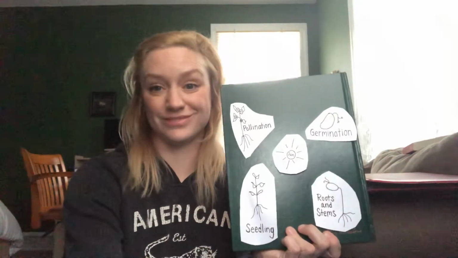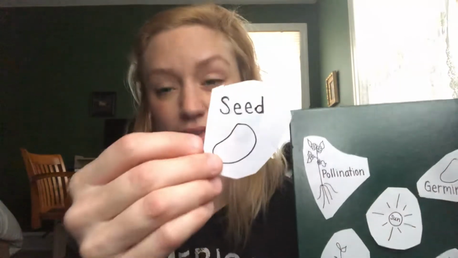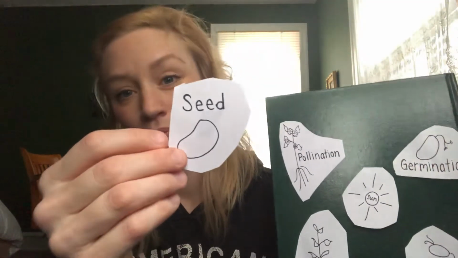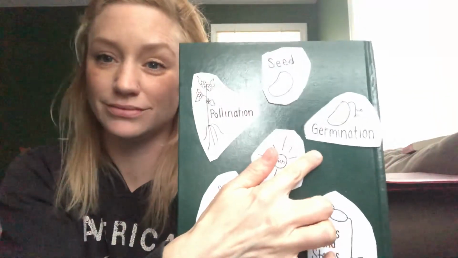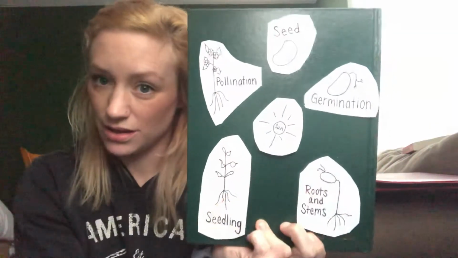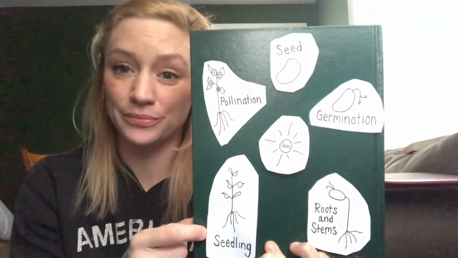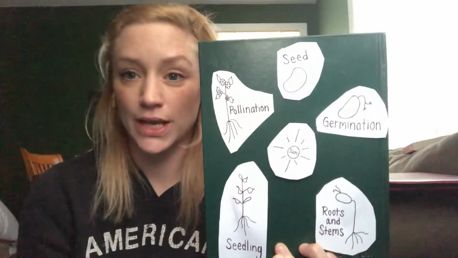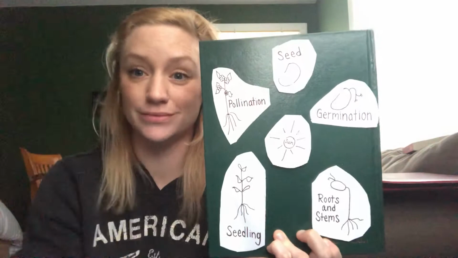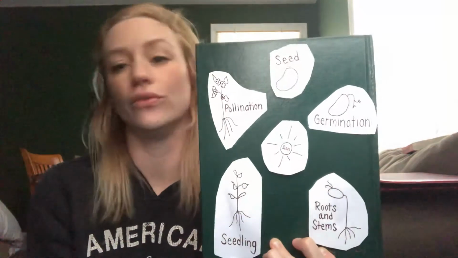We've got one more. And this one I'm sure you guys have seen many times too. Seed. Plants start off as seeds. Then they will germinate. Then they will become roots and stems. Then a seedling. Next step is pollination, and then it goes back to seed. So it's a big cycle from start to finish, and then start again, over and over.